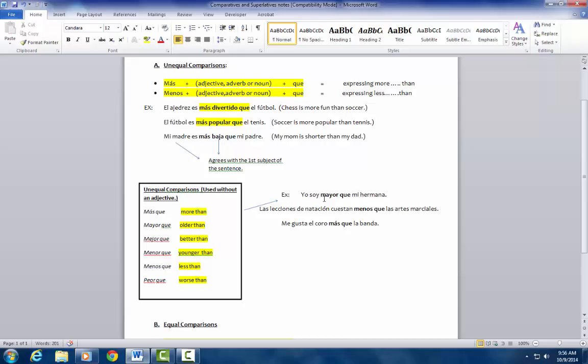Okay, so let's look at an example of that. Yo soy mayor que mi hermana. Notice we didn't put anything in between mayor and que. What does this translate to? I am older than my sister. Las lecciones de natación cuestan menos que las artes marciales. Swimming lessons cost less than lessons for martial arts or karate. Me gusta el coro más que la banda. I like the chorus more than the band.